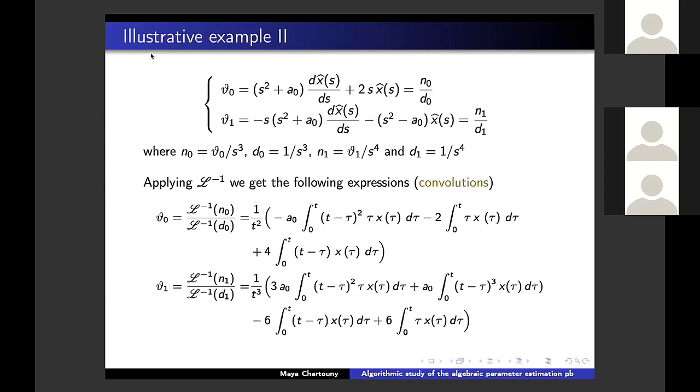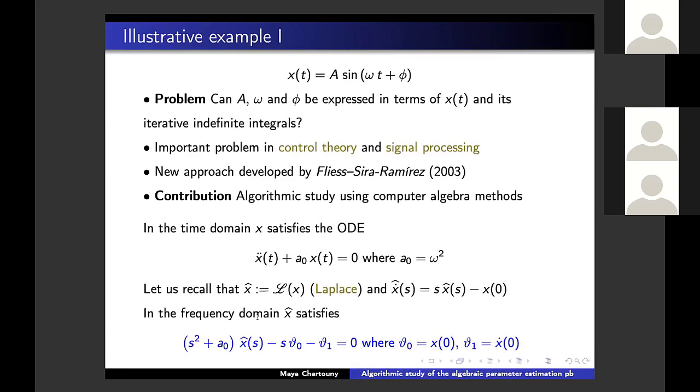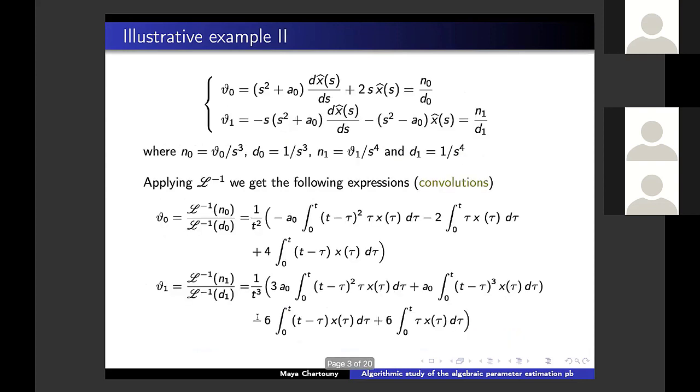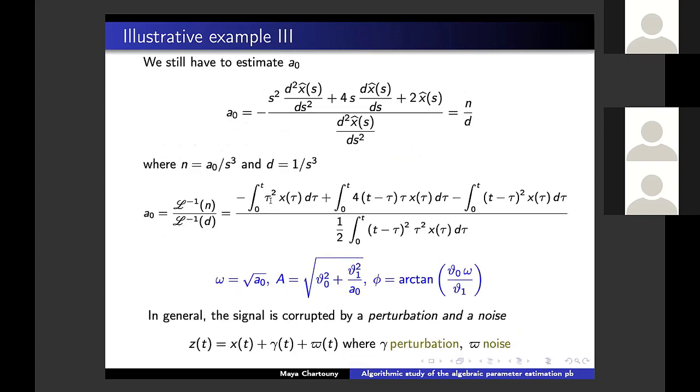We still have A0 that is unknown. So if we go back to the equation in blue and we derive twice the equation, we can eliminate V0 and V1, and hence we can recover A0. That we rewrite as N over D by dividing by the good power of s, and then we apply L inverse to get the expression in black. So we can go back to omega, A and phi by using the formulas in blue.